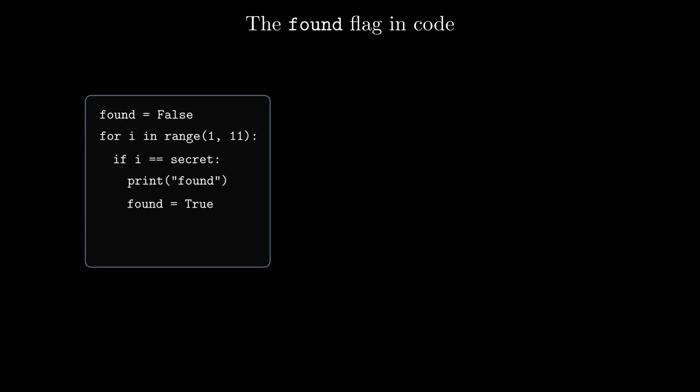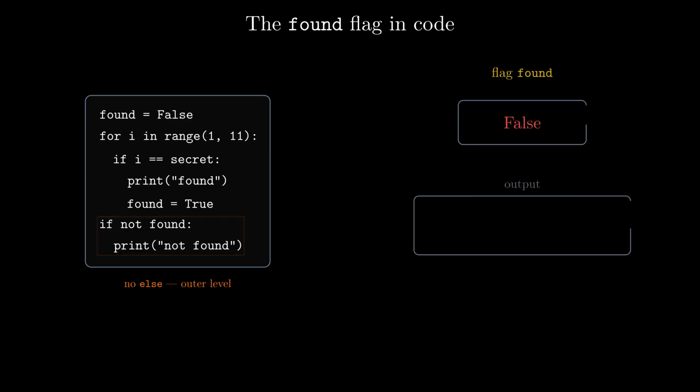Here it is in code. Before the loop, found is set to false. Inside the loop, if i is equal to secret, we print found and set found to true. After the loop, completely outside it, we check. If not found, print not found. There's no else here because the found case was already handled inside the loop. Run it with secret equal to 4. At 4, it prints found and sets the flag. The loop finishes, and since found is now true, the not found line is skipped. Run it with secret equal to 100. Nothing matches, the flag stays false, the loop ends, and we print not found exactly once. That's the behavior we wanted.